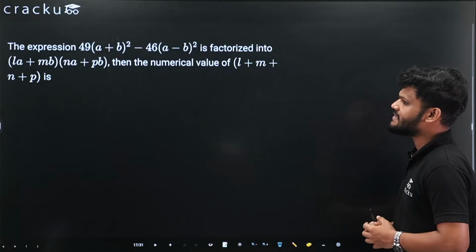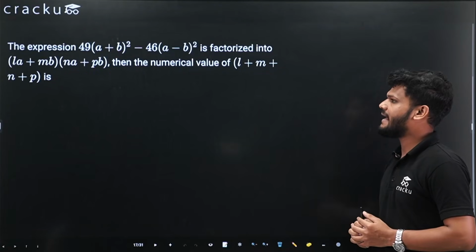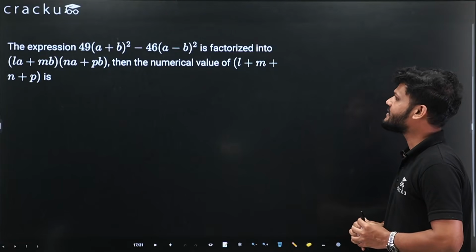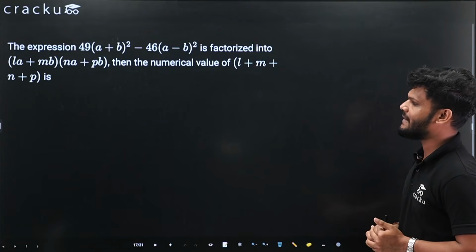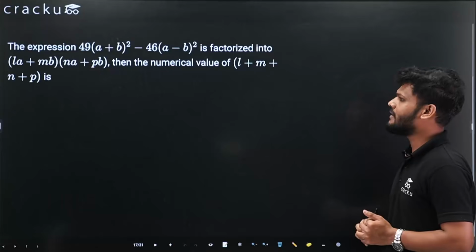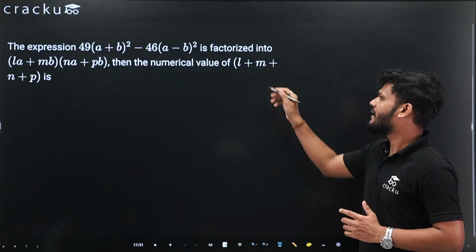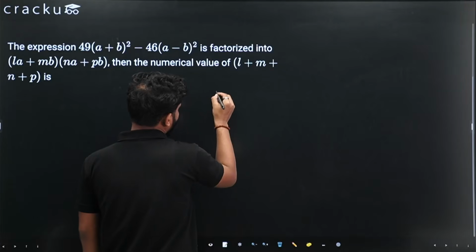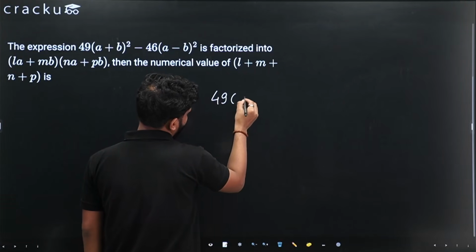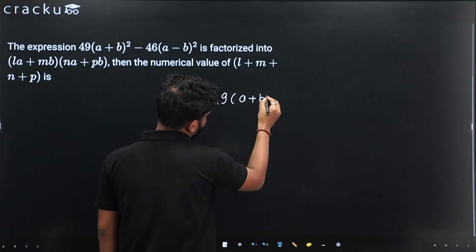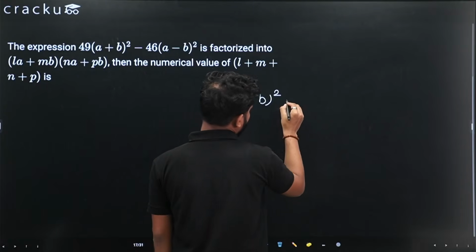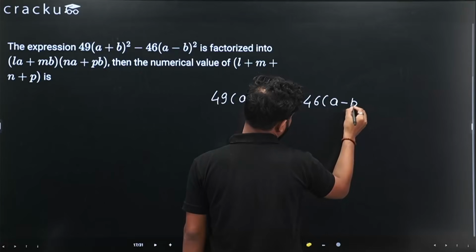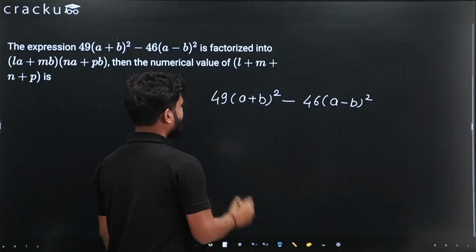In this question, you are asked the expression 49(A + B) whole square minus 46(A − B) whole square is factorized into (LA + MB)(NA + PB). Then the numerical value of L plus M plus N plus P is what? So we have given 49 into (A + B) whole square minus 46 into (A − B) whole square, right?